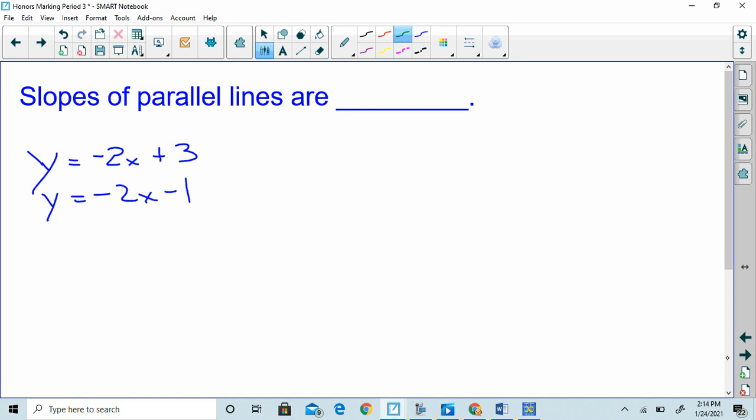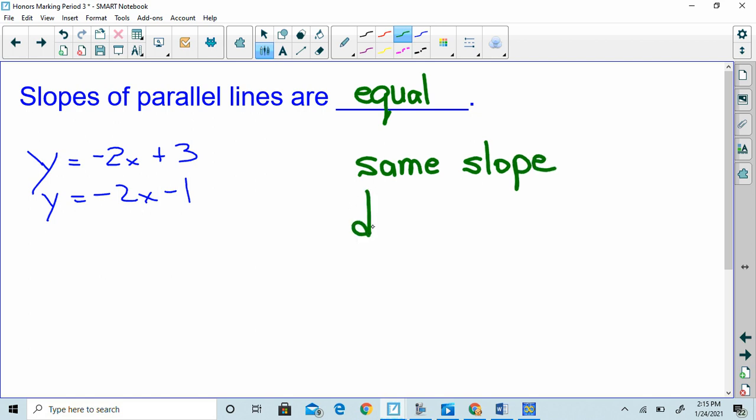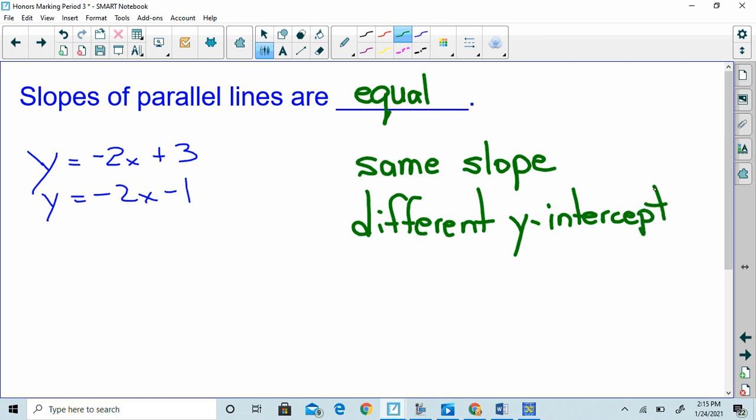We had a brief discussion about parallel lines. Parallel lines are lines that never intersect, and they have something in particular. They have slopes that are equal or the same. So we want to remember same slope, but different y-intercepts. In order to determine if two lines are parallel, we need to be sure that they're in slope-intercept form, and we notice in both of these equations, the slope is equal to -2, which makes them parallel.